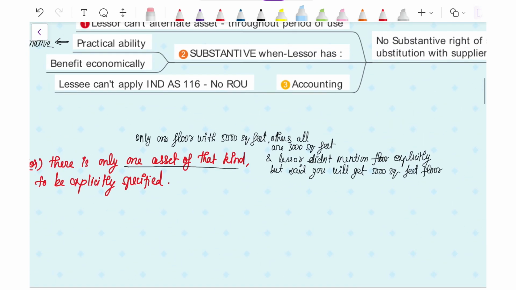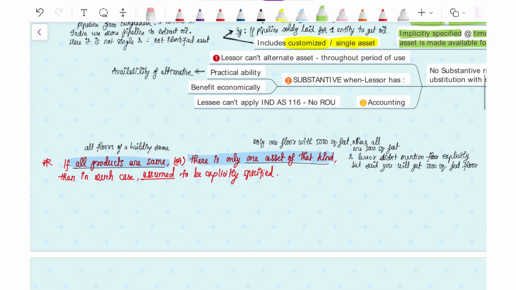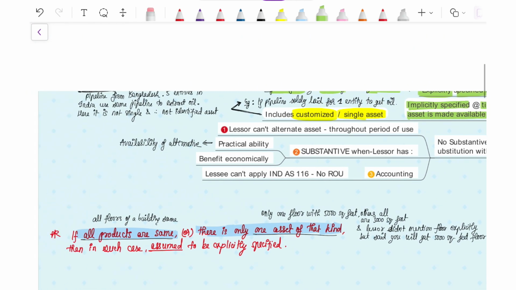Okay. So suppose in the contract you wanted a 5,000 square feet floor. If in the entire building there is only one floor with 5,000 square feet and all others are just 3,000 square feet, then even if the lessor doesn't mention the floor explicitly, you will know which 5,000 square feet floor you are going to get. So in such a case, they need not explicitly specify.